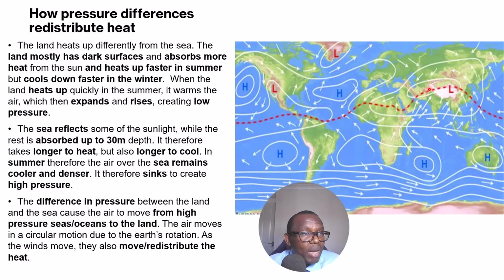Now, that obviously is telling us what we've just said, that over the land the air pressure is lower because the sun is heating up the ground and warming it a lot faster, and as a result there is low pressure because the air is rising. Then in the sea, it's warming up slower, and therefore the air is going to be sinking. Now, the result is that those differences in pressure between the land and the sea will cause the air to move from those high pressure seas and oceans to the land. And obviously, as that air moves, it's going to redistribute heat across the globe.